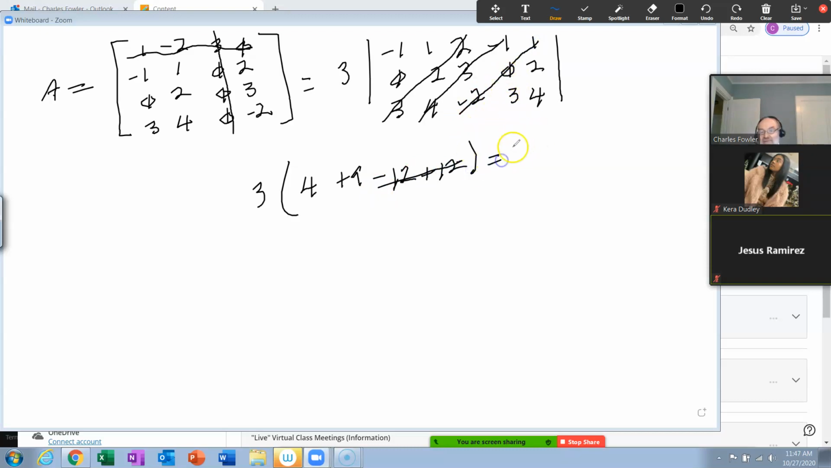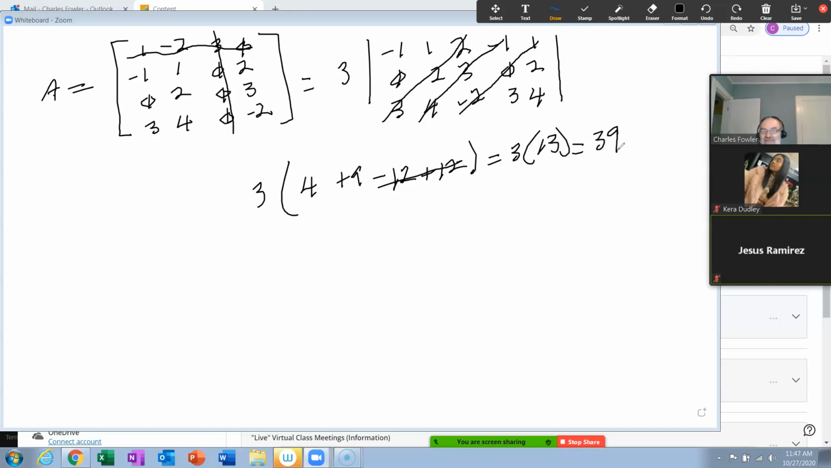We have 3 times 13, which is 39. There's the determinant of that big old matrix you had to begin with. When you get it down to a 3 by 3, go on and expand your 3 by 3. You don't have to continue doing expansion by cofactors. However, you've got to use cofactors to get down there.